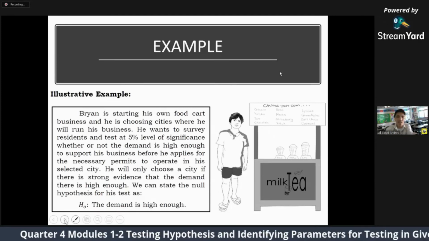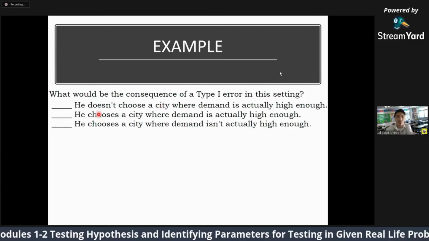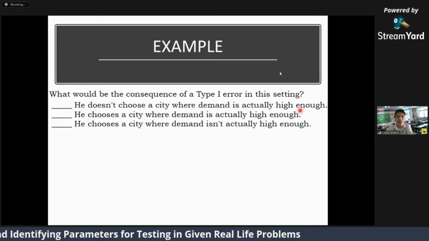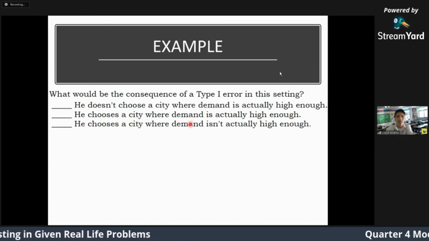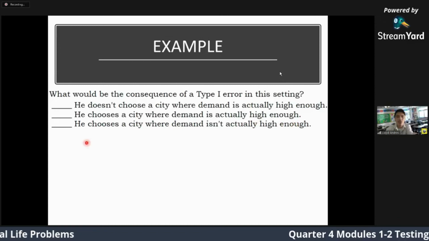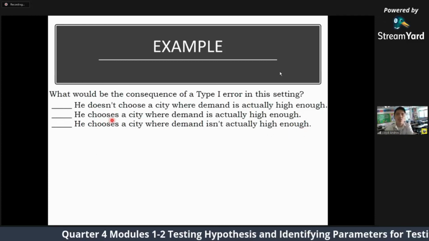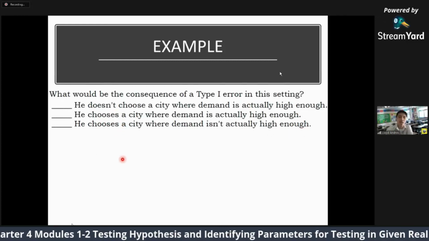So, what is the consequence of that? First, he doesn't choose a city where demand is actually high enough. Second, he chooses a city where the demand is actually high enough. Or third, he chooses a city where the demand isn't actually high enough. So which one is the possible consequence of a type 1 error?